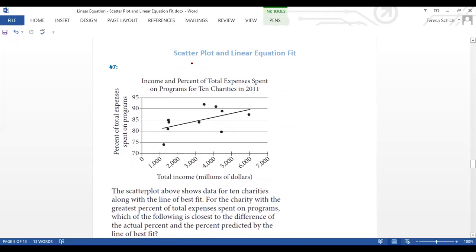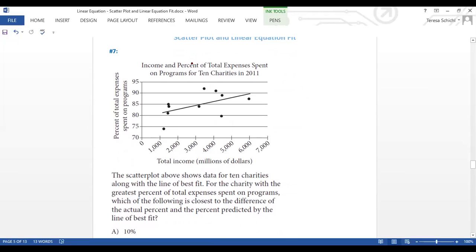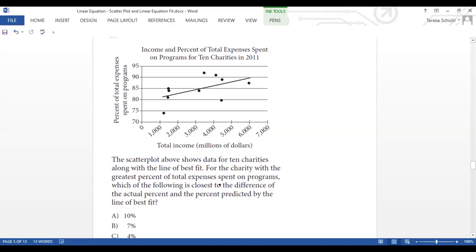Okay, so this one here is a scatter plot showing the data for 10 charities, with the baseline of the fit here. And for the charity with the greatest percent of the total expense spent on the program, which is falling close to the differences of the actual percent predicted by the line of best fit here.